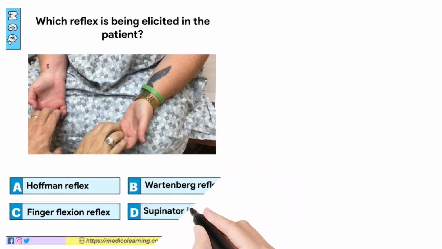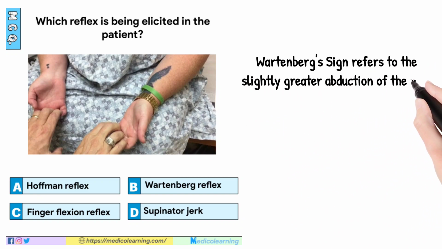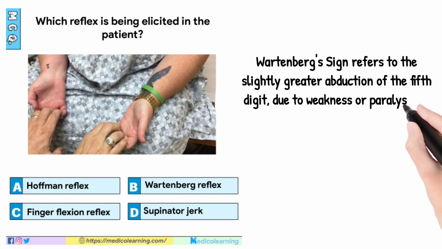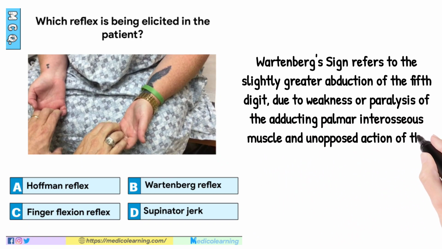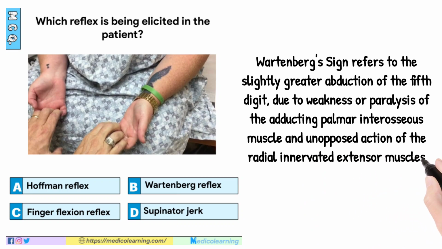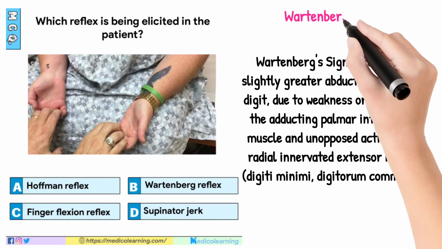In this question, answer is B. Wartenberg's sign refers to the slightly greater abduction of the fifth digit, due to weakness or paralysis of the adducting palmar interosseous muscle and unopposed action of the radial innervated extensor digiti minimi and extensor digitorum communis.